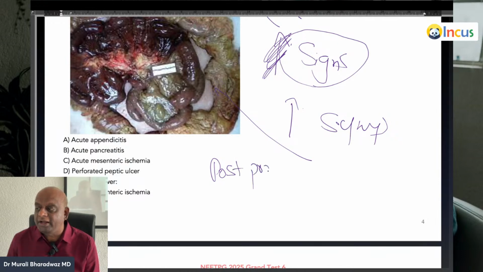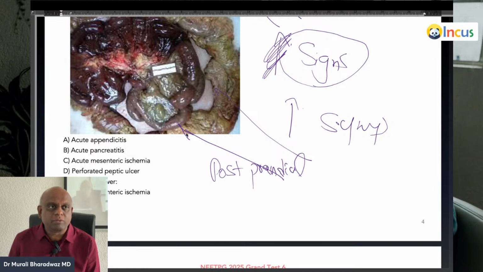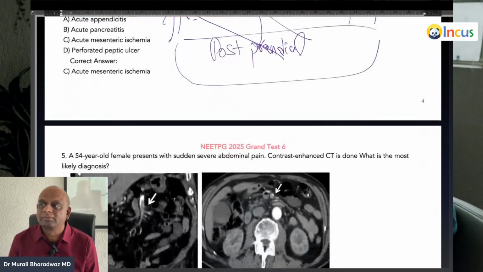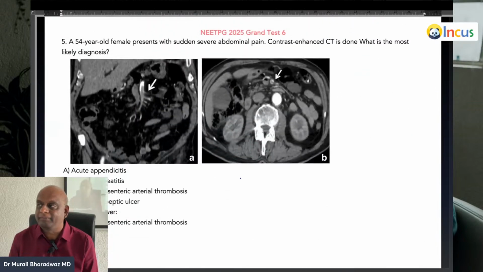Another thing is postprandial angina, abdominal angina. So the moment you eat, you require more blood supply. So the moment there is any mesenteric ischemia, it does not happen. That's the reason a pain that occurs after eating food is classical of mesenteric ischemia.